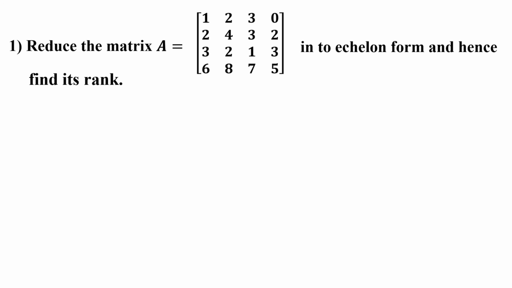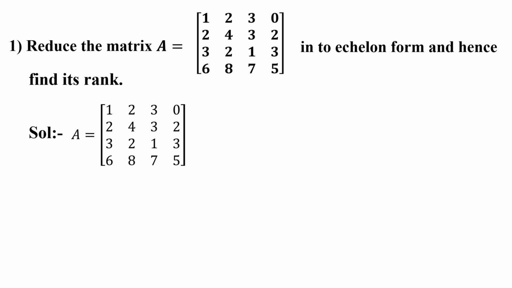We are asked to find the rank of a matrix by reducing it in echelon form. In the process, do not perform any random operations. Rather, follow a fixed pattern. First, try to make this element as 1. So for matrix A, the first element is already 1. Then try to make these elements as zeros using R1.